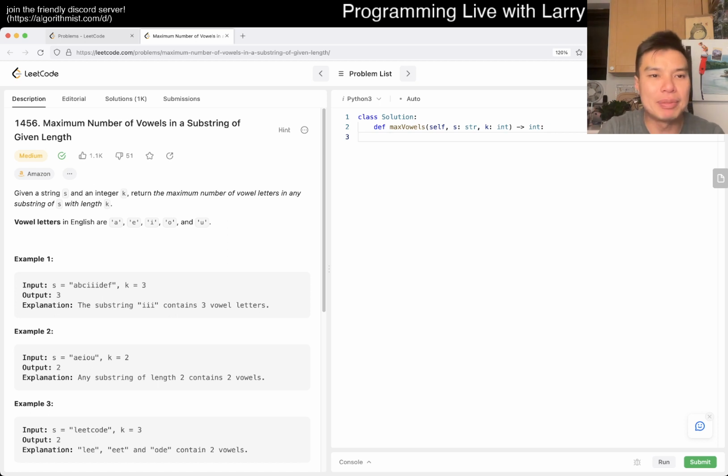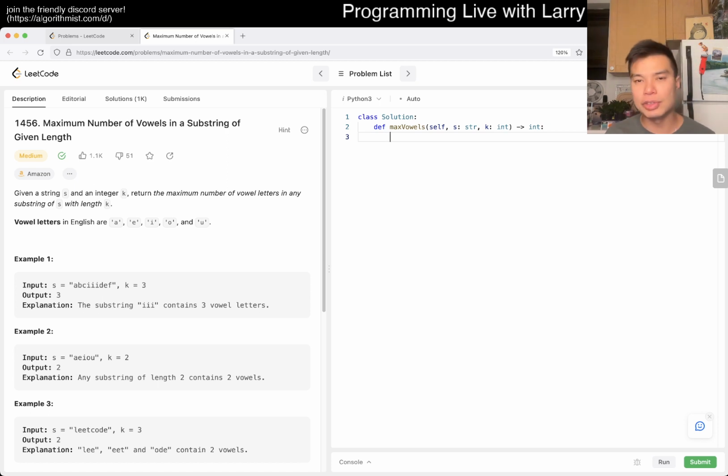1456. Maximum number of vowels in a substring of a given length. Given a string S and an integer K, return the maximum number of vowel letters in any substring of S with length K. This is clearly written in a way such that it is a sliding window, just keeping track of vowels: A, E, I, O, U. Just return the max, and that's pretty much it. I don't anticipate anything that tricky about it.